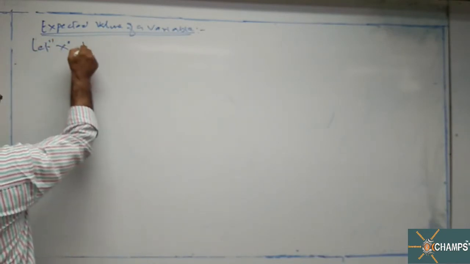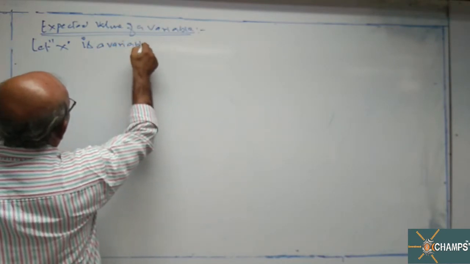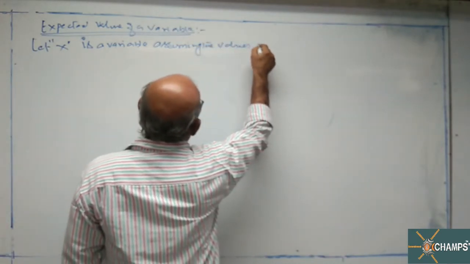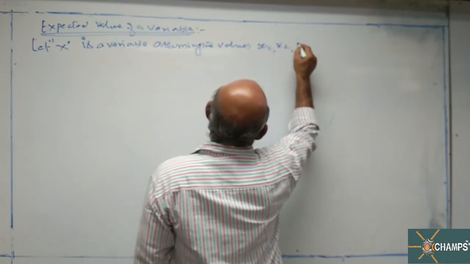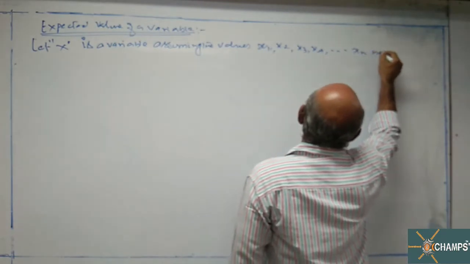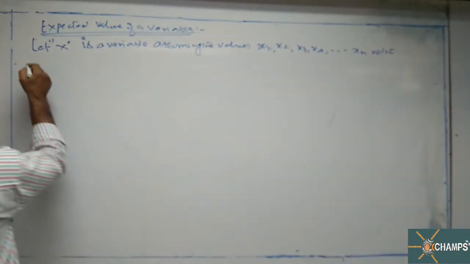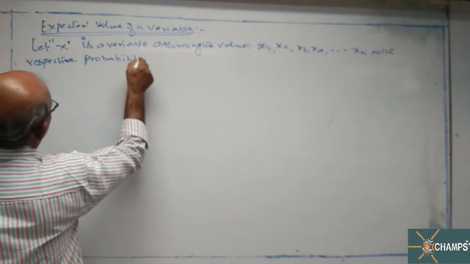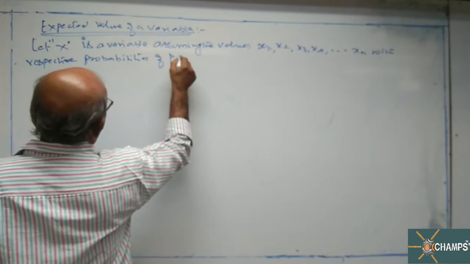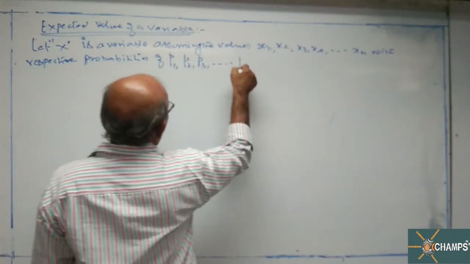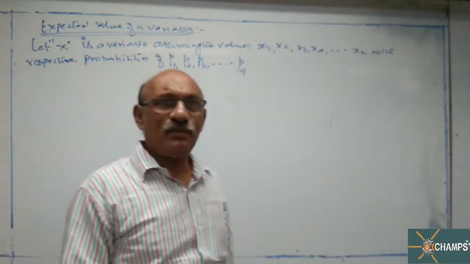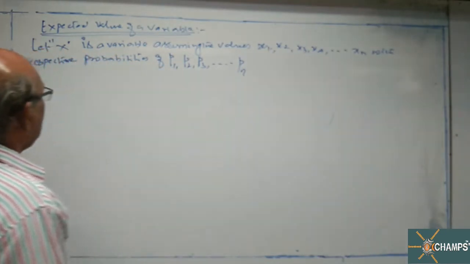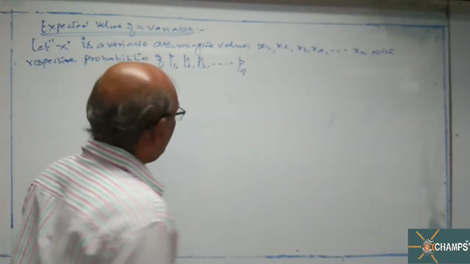Let x be a random variable assuming the values x1, x2, x3, x4, etc., xn with respective probabilities of p1, p2, p3, etc., pn.